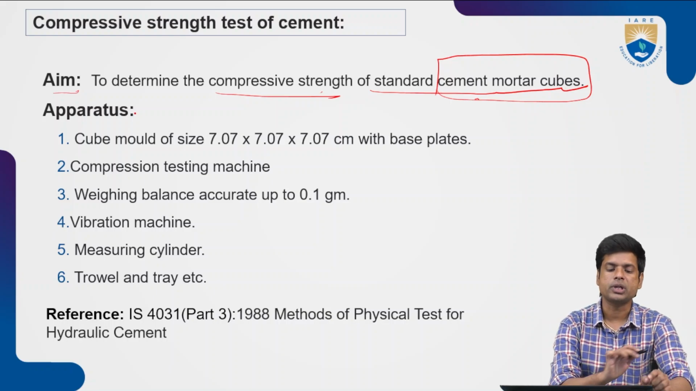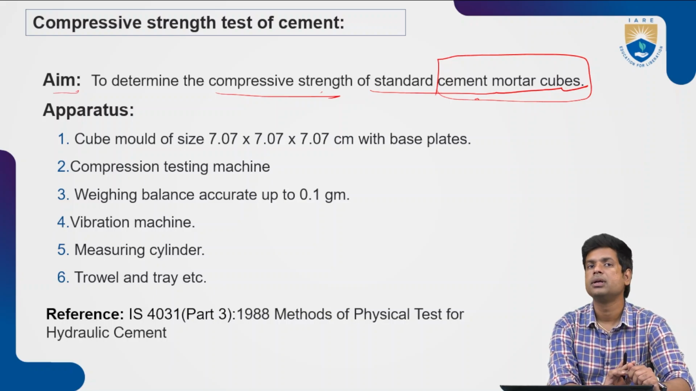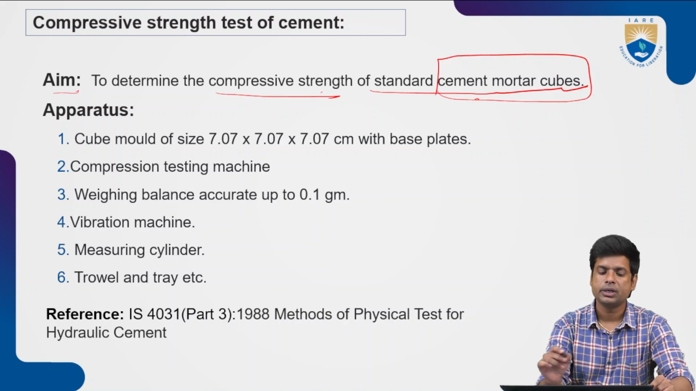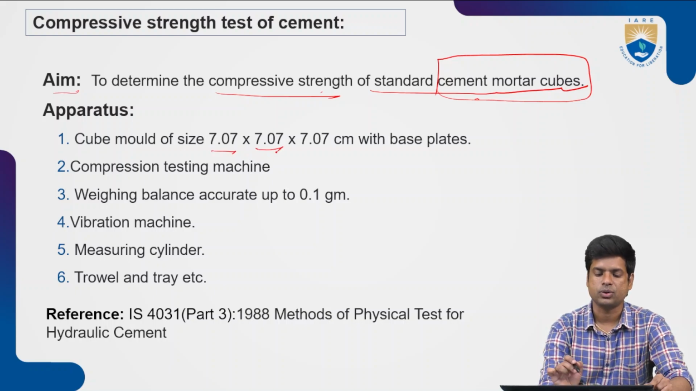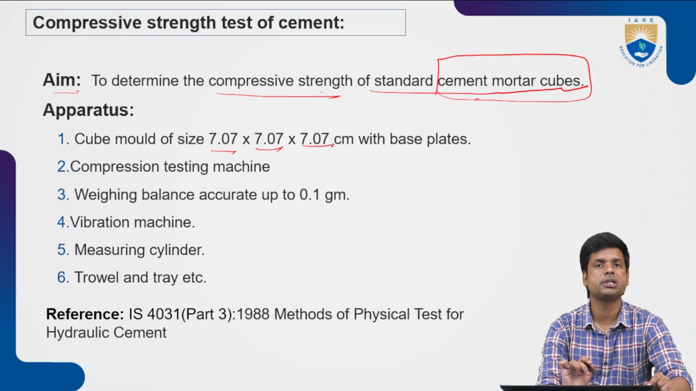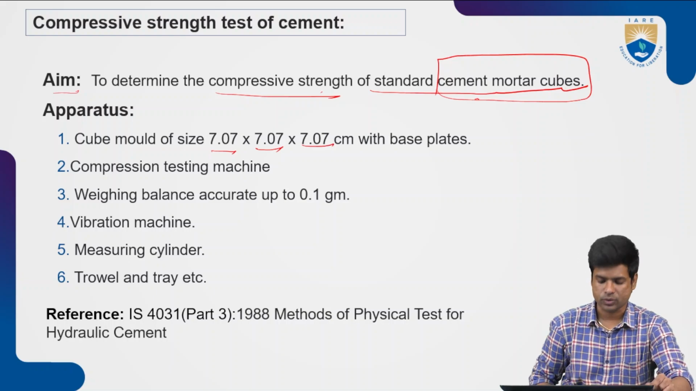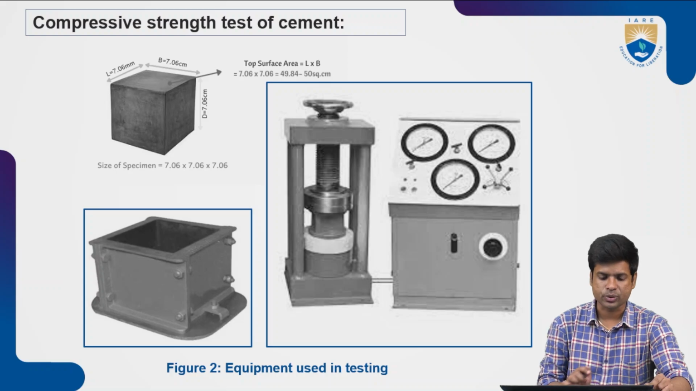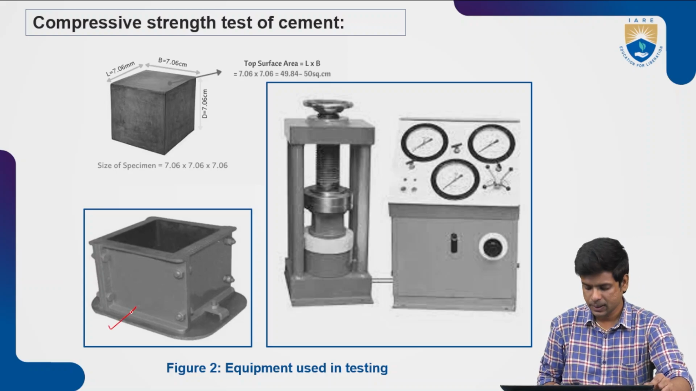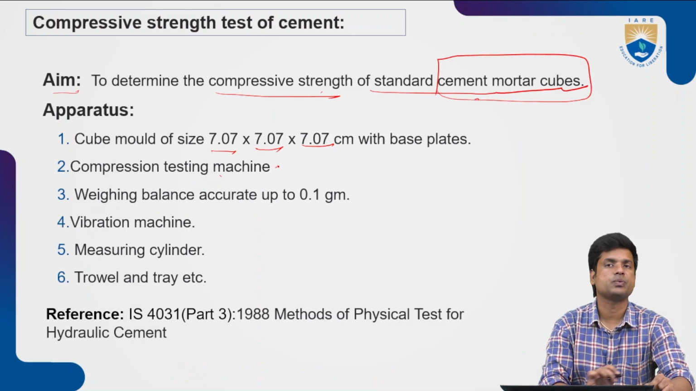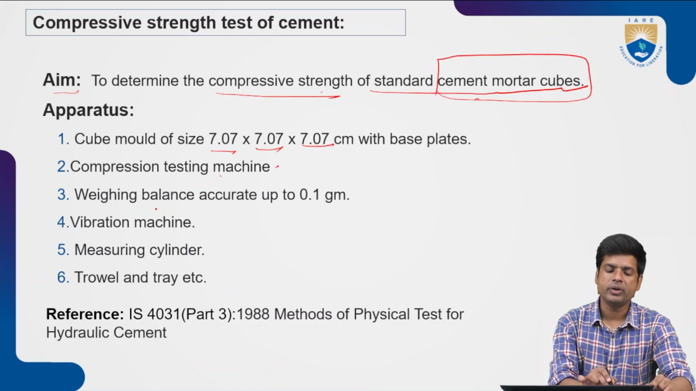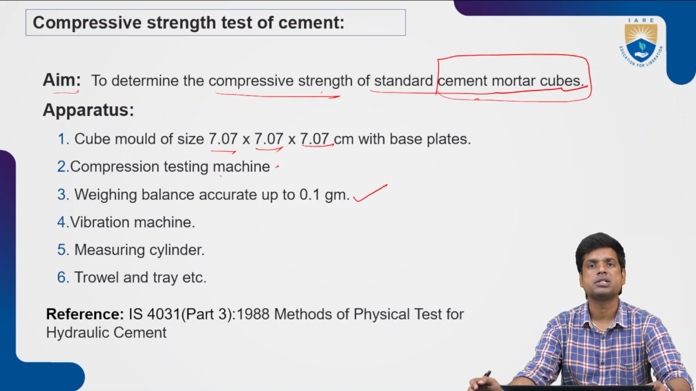Next, coming to the apparatus. To test these cement mortar cubes for compressive strength, we need the following apparatus. The first one is the cube mold of size 7.07 centimeters by 7.07 centimeters by 7.07 centimeters. In this picture you can see the cube mold. Next, a compression testing machine, and a weighing balance with an accuracy of 0.1 grams.